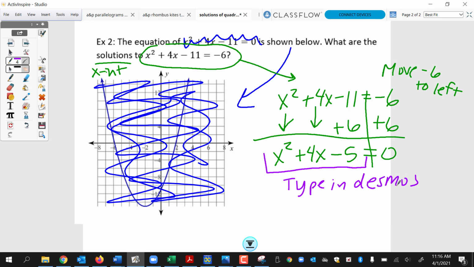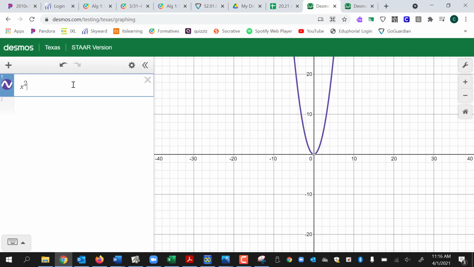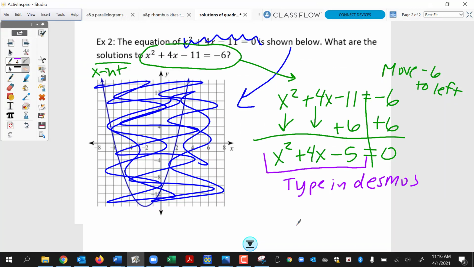Okay, so we're going back to Desmos. We're Xing this out. We are typing x squared plus 4x minus 5. I see my x-intercepts. Again, solution means we're looking for x-intercepts only. If I needed to zoom out, I would, but on here I already see it. I'm going to click on the dots because it's going to tell me the numbers, and I'm going to write those numbers as my answer. So my solutions, my x-intercepts are -5, 0 and 1, 0.